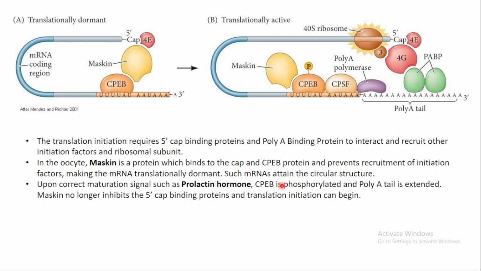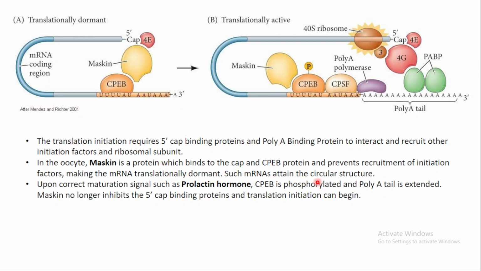In the oocyte, there are maternal RNAs already present in the cytoplasm, which are translationally dormant because they do not want to get translated at the wrong time. Only when there is a maturation signal will these mRNAs be translated. The mRNAs are present in a circularized form because the 5' cap is bound by a protein called 4E, and the poly A tail is bound by another protein called CPEB. Maskin binds the 5' cap protein and CPEB and prevents the recruitment of initiation factors, making the mRNA translationally dormant.